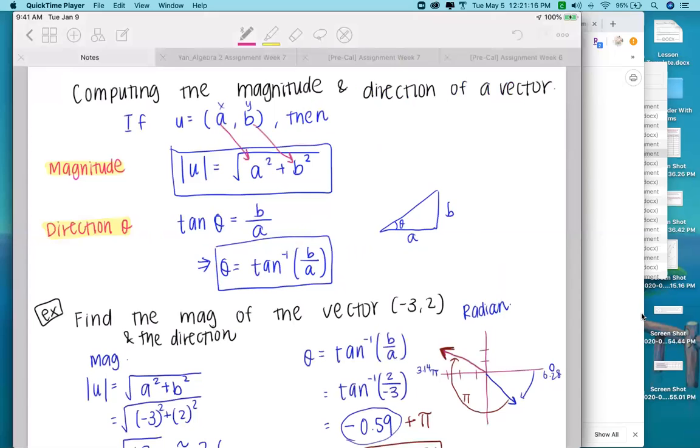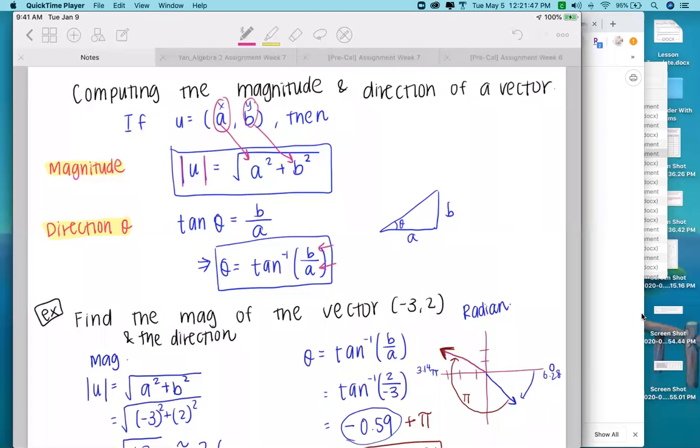The reason we have these absolute values is because it's a length, so it always has to be positive. And then the direction: you just have to do the inverse tangent, and you put the y value first, which is right here, and then the a value next at the bottom, which is the x value.